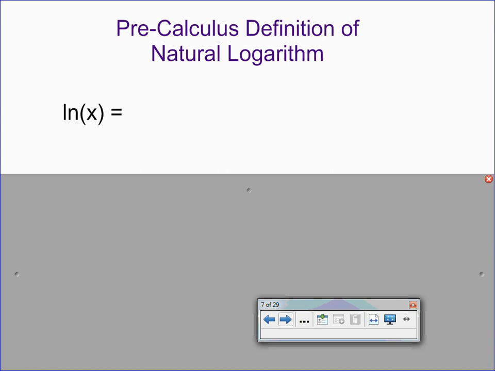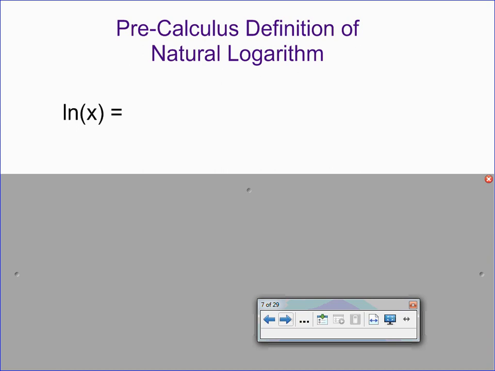So I want you to think back to the pre-calculus definition of a natural logarithm. We said in pre-calculus, everybody find this on your sheet, right? So we found this. Is this not on your sheet? Okay. It's just further back. Okay, so you don't have to find it then. I just want you to look.